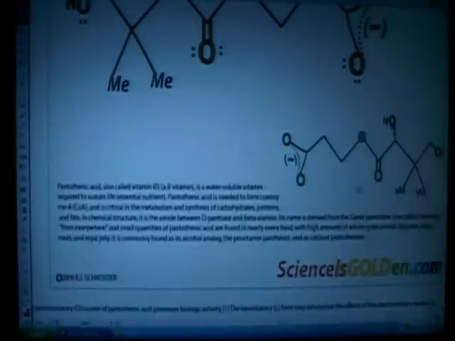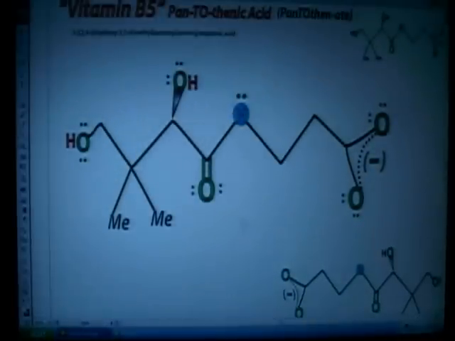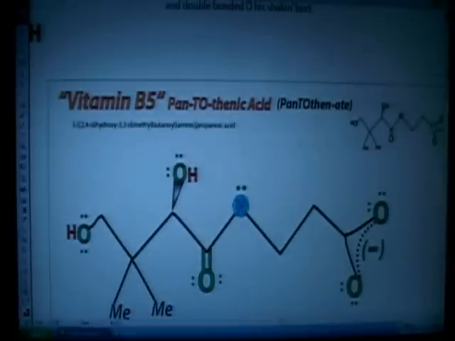It is commonly found as its alcohol analog, and it's a provitamin, calcium pantothenate. So this would be fun. Look up some of the enzymes that this is used for. That's what I'm going to do. Vitamin B5, there it is. One more tour here. Pretty cool.